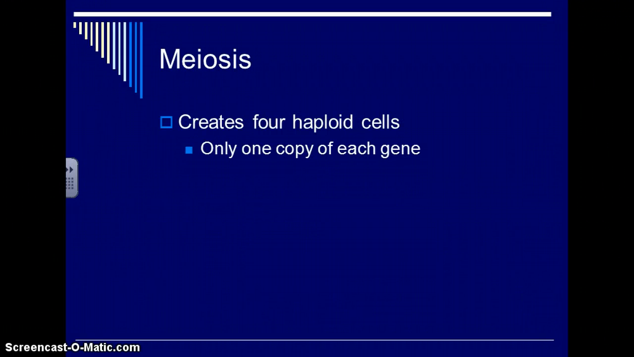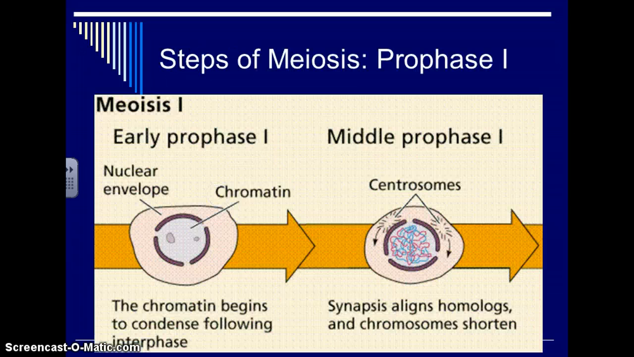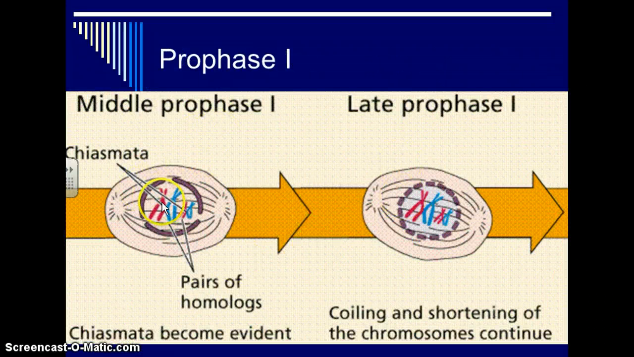Meiosis creates 4 haploid cells, and each of those cells only has one copy of each gene. The first step of meiosis that we're going to talk about is prophase 1. Here are some diagrams of what happens during prophase 1. Basically the chromatin is going to start to condense into chromosomes. Here are some examples of that. Remember that our X's represent our chromosomes.